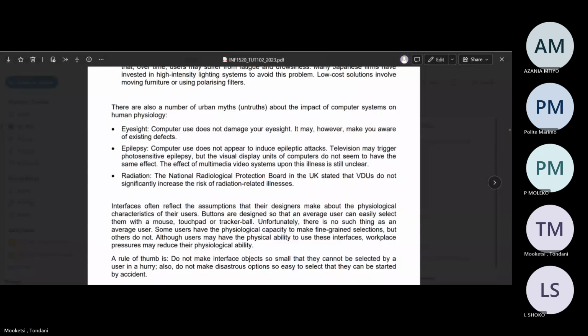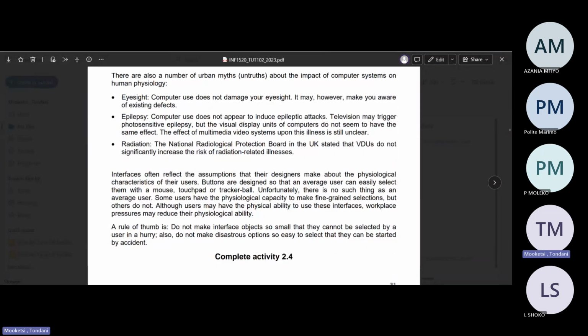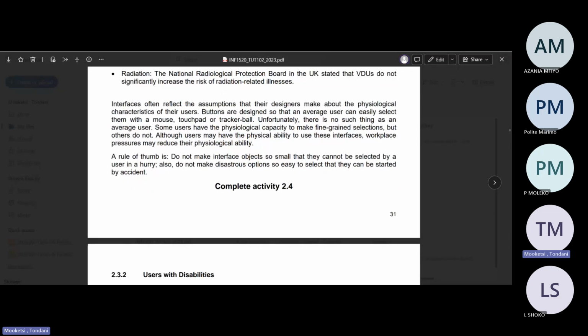Others also say it causes epilepsy attacks, but that is just a myth. Radiation is also another myth. But as a rule of thumb, do not make interface objects so small that they cannot be selected by a user in a hurry. So that's what you need to know.